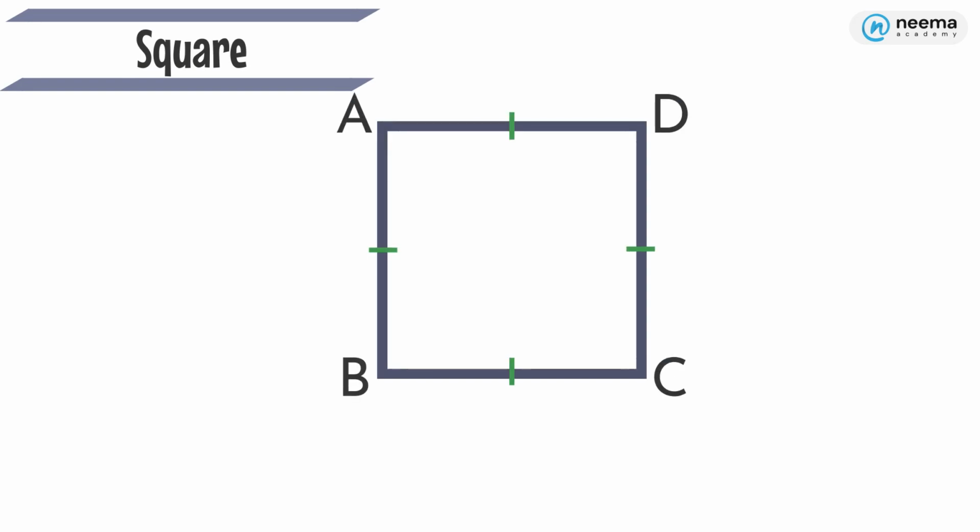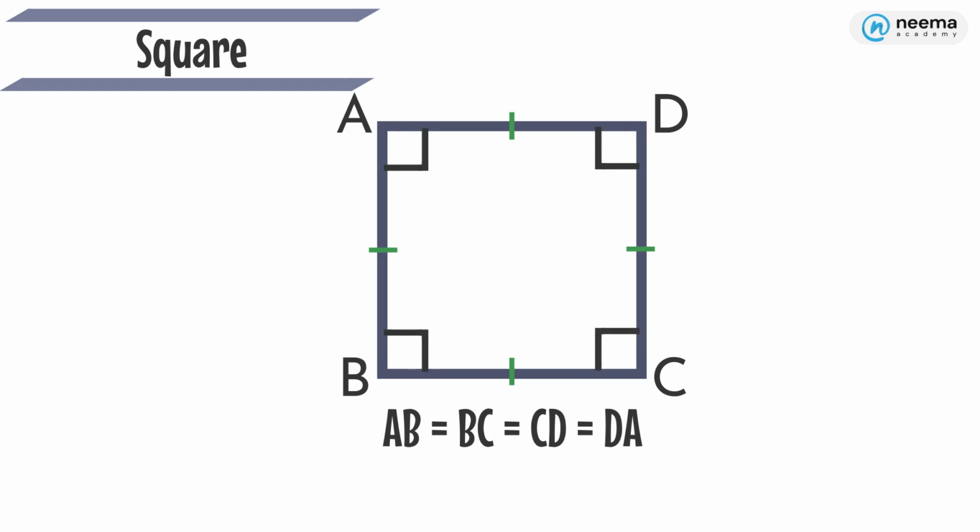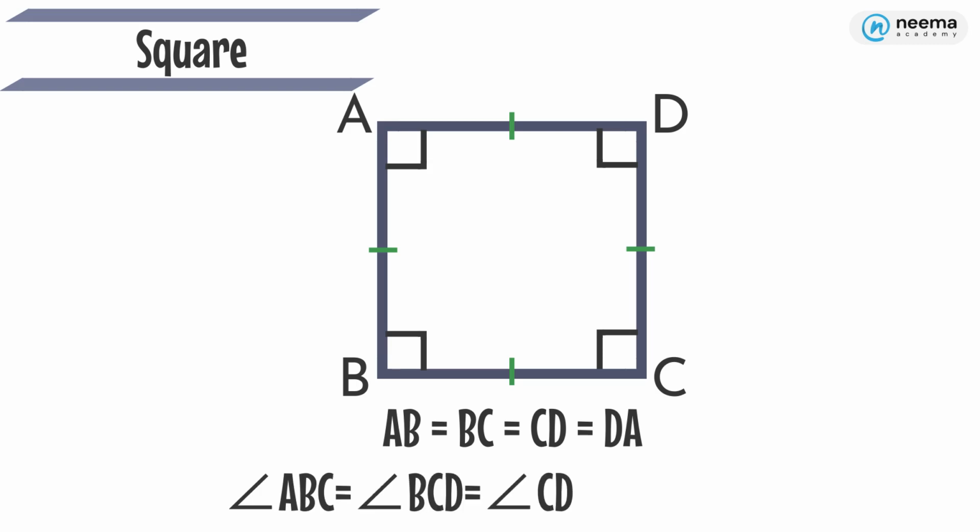Now, let's know about square. In a square all sides are equal. Here, AB, BC, CD, DA are all equal. And all the angles are 90 degrees. Here, angles ABC, BCD, CDA, DAB all equal 90 degrees.